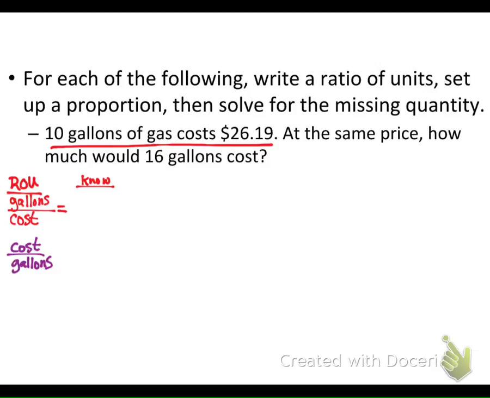So 10 gallons, if I'm using my ratio of units in the red, am I going to put the 10 on top or on the bottom? Yeah, you put it on top. You keep it with the right order. So then the next thing I know is $26.19. Well, that's the cost. So 10 gallons cost $26.19. So the cost goes on bottom.